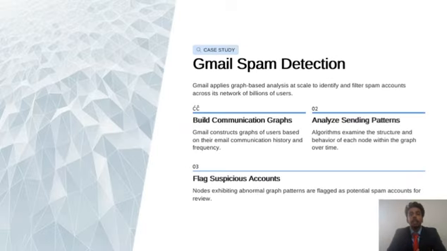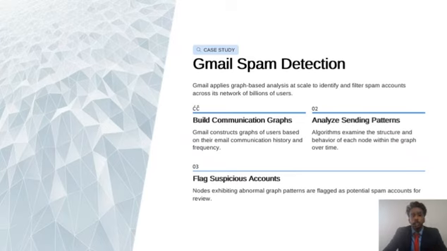Next is Gmail spam detection. A real-world example of this approach is used by Gmail. Gmail handles billions of emails every day, so it needs powerful systems to detect spam efficiently. One of the techniques Gmail uses is graph-based analysis of communication patterns.